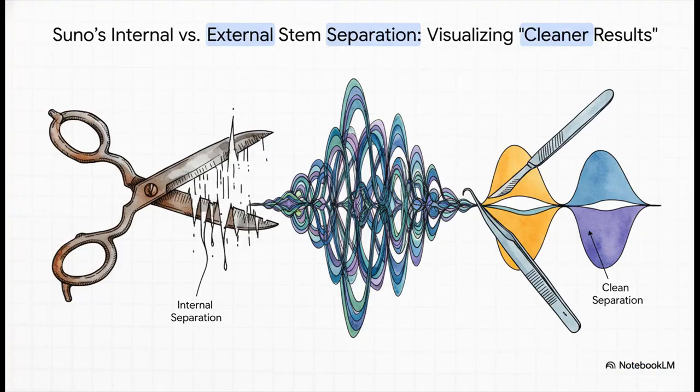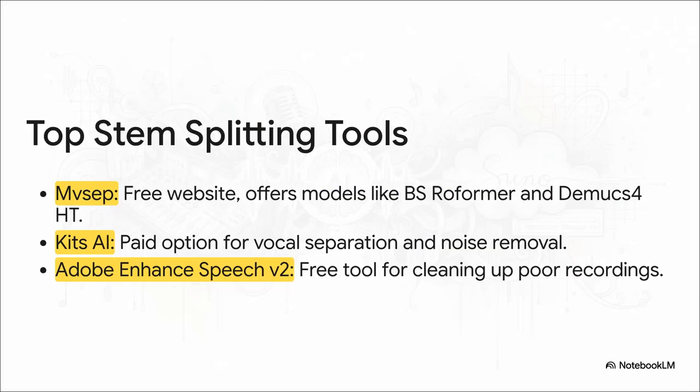Now, Suno can give you an instrumental and a vocal stem, which is a great start. But it's basically splitting a finished track after the fact. For a much cleaner, much more accurate separation, you really need to use dedicated third-party tools that are built specifically for this one really complex job. So where do you start? Well, here are some of the community's top recommendations.